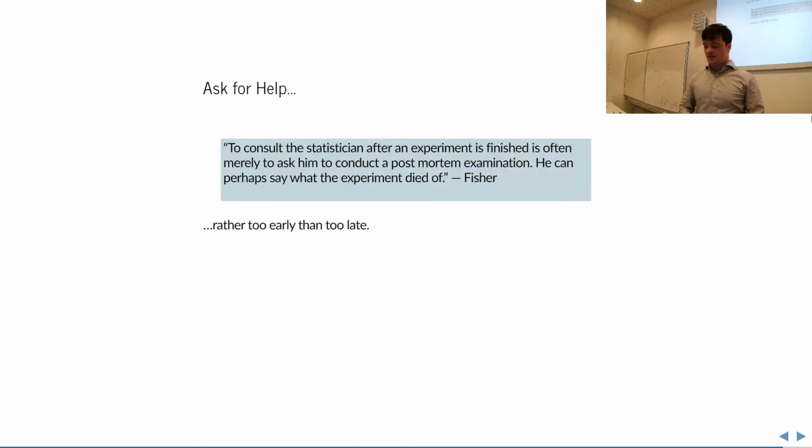I've already said it several times, but it is really, really important. If you're not sure about something, talk to your supervisor. And if your supervisor is not sure, talk to a statistician. Because as Ronald Fisher, from the Fisher information, a lot of important concepts in statistics, a really famous statistician, said: to consult a statistician after an experiment is finished is often merely to conduct a post-mortem examination. He can perhaps say what the experiment died of.